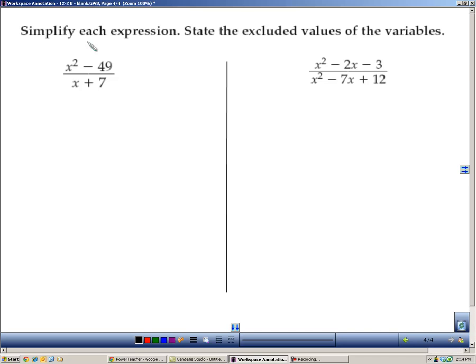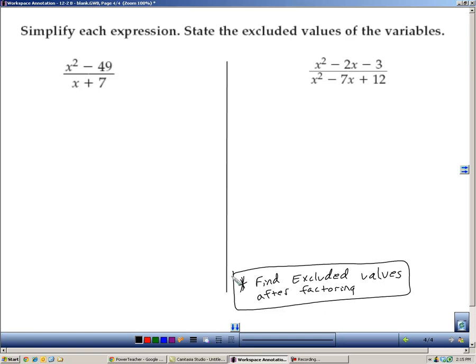Some more examples, but this time we have to also find the excluded values. And this is a key that I really want you to remember. I'd like you to find the excluded values after you factor. And the reason why, you'll see when I get to this example over here, you'll see why it's important to do that. But let's first start with this one.